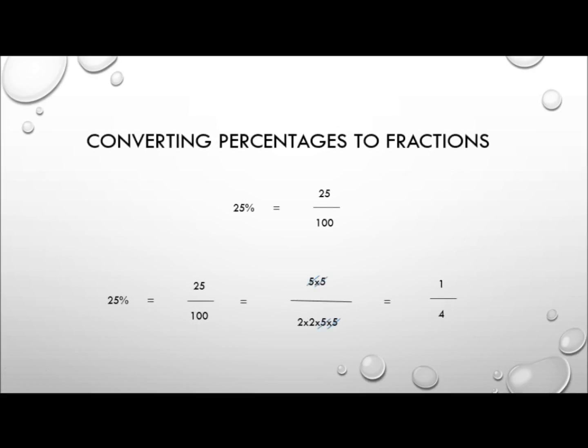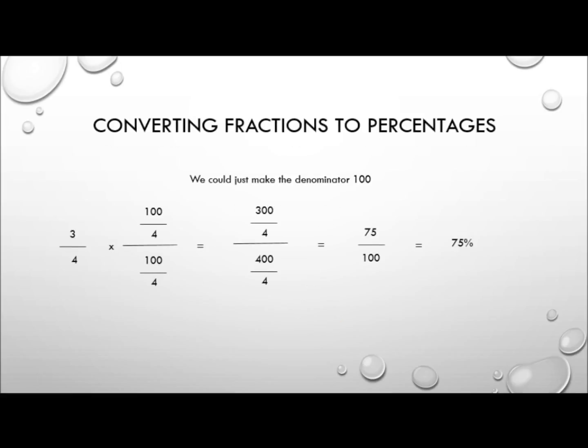So converting percentages to fractions really is as easy as it sounds, because percentages are already fractions. So 25% just means 25 out of 100, or 25 over 100. So then it's just a case of simplifying like we would simplify any fraction by finding the prime factors and eliminating any common factors. Going the other way and converting fractions to percentages, well, you could just do what's intuitive, and that's figure out how to make the denominator into 100.